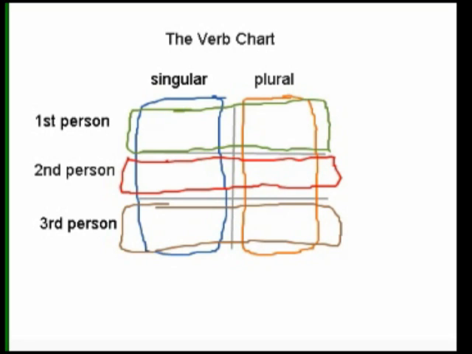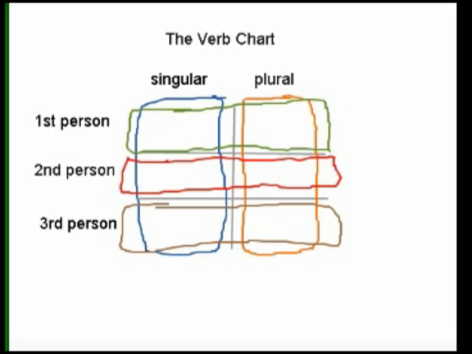Now, as you learn, you will find out that there are a couple of times when things don't exactly follow the rules. The second and the third person get a little bit blurred, but as a general rule, we have first person on the first row, second person on the second row, third person on the third row. We always have singular on the left and we always have plural on the right.